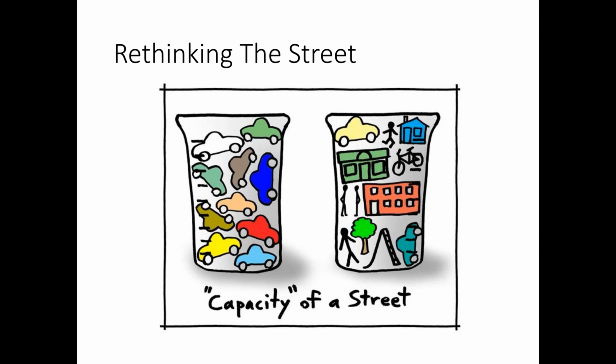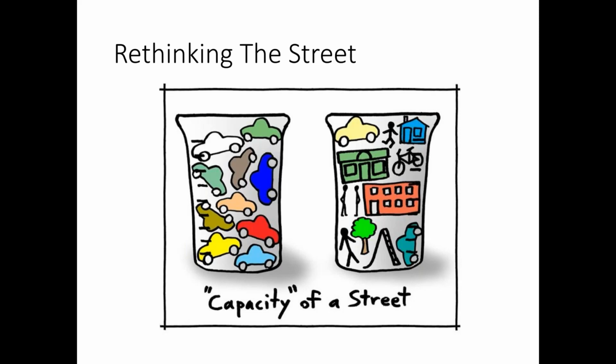And when you look at a street in that way, you can see that a street not only has the capacity to carry cars. It has the capacity to serve businesses. It has the capacity to hold trees. It has the capacity for children to walk. It has the capacity for sidewalk cafes, outdoor cafes, those kinds of things.